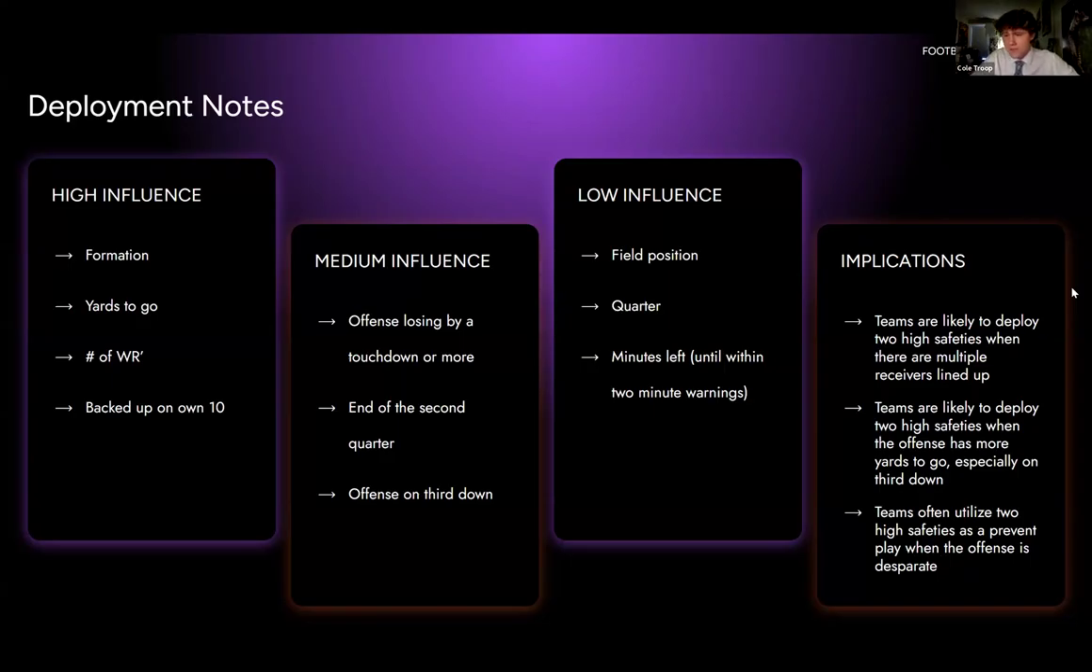Medium influence factors include when the offense is trailing by a touchdown or more, third down situations, and late second quarter scenarios. These matter, but not as much as high influence factors and don't have the same predictability. Low influence variables were broader game context markers like quarter and general field position. Outside of extreme red zone compression or late clock situations, these did not meaningfully shift deployment.